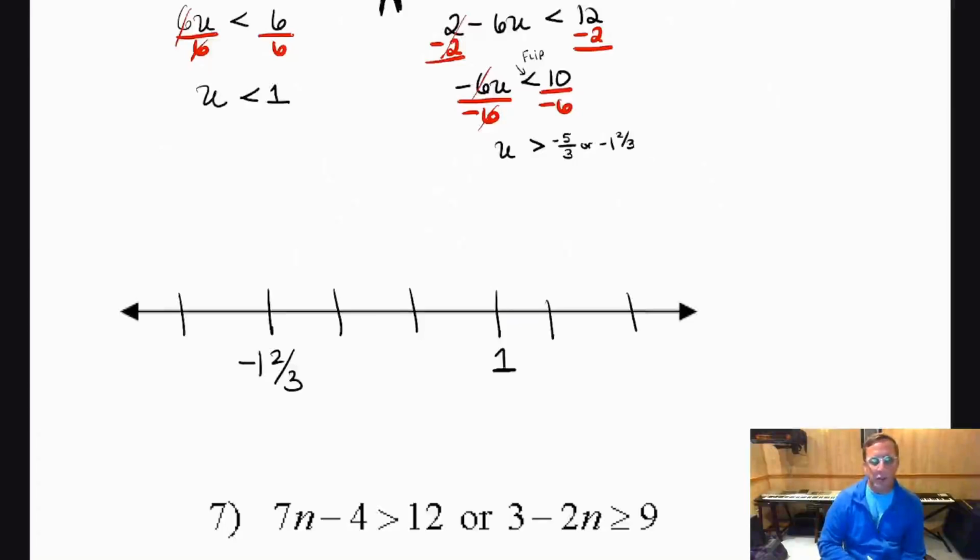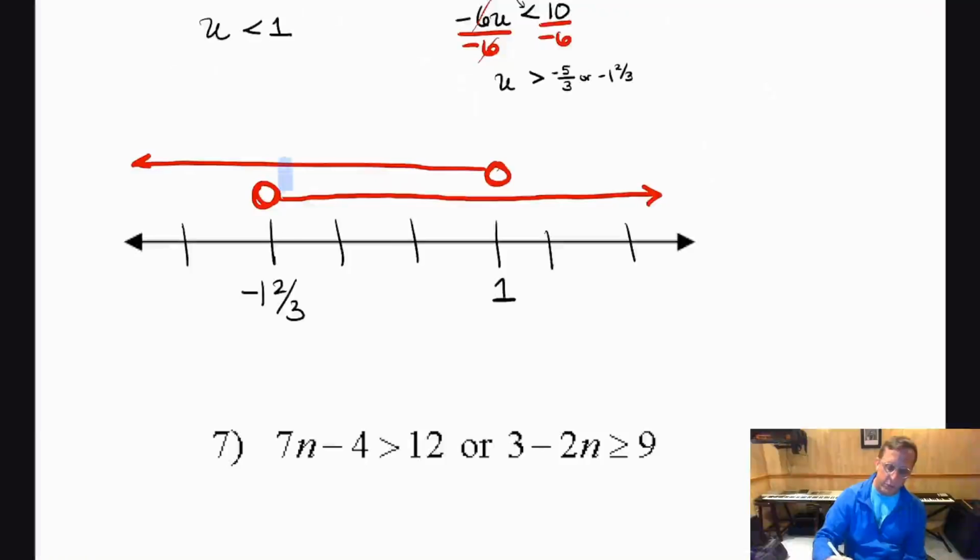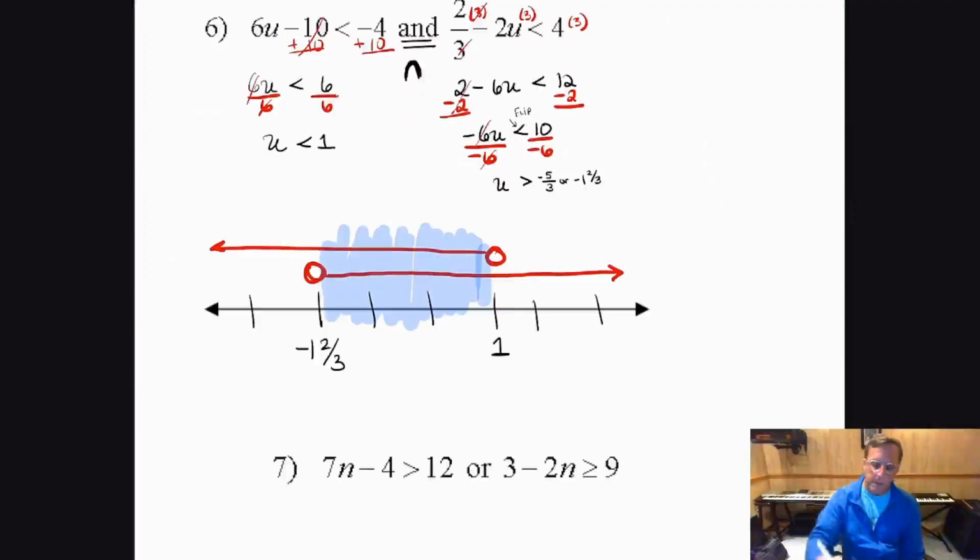And so for the first inequality, we've got u is less than 1. And the other one, we've got u is greater than negative 1 2/3. So for this one right here, we're looking at the intersection because it's an "and." When we write that in interval notation, we're going to write down in parentheses negative 1 2/3, comma, 1, and then parentheses around both ends of it.